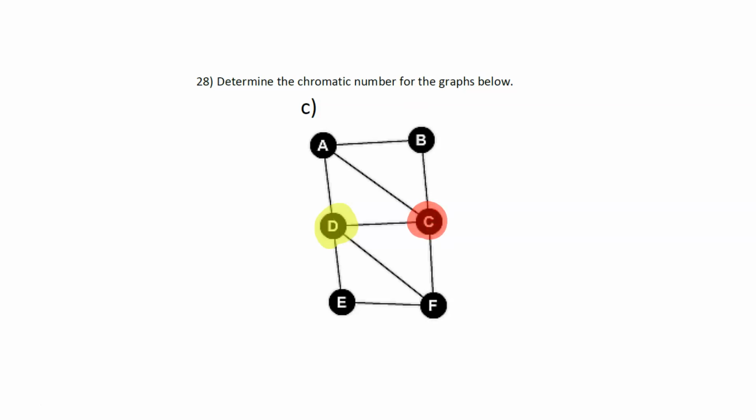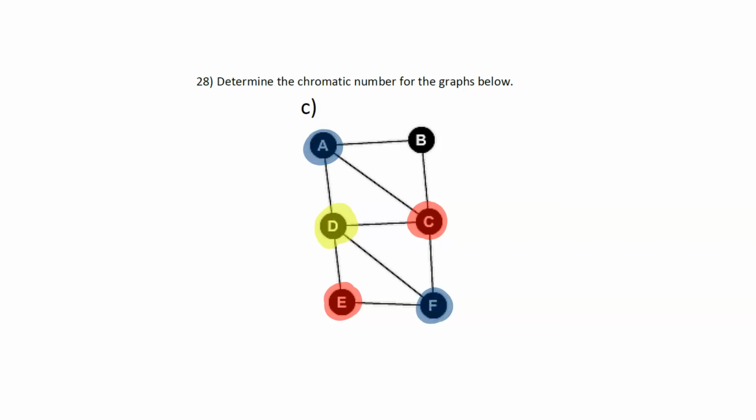A is also adjacent to D, however, it can't be red because it's also adjacent to C. E, however, is adjacent to D but not adjacent to C. We still have some vertices that are adjacent to D but haven't been colored, so we can go ahead and color A and F to be blue.